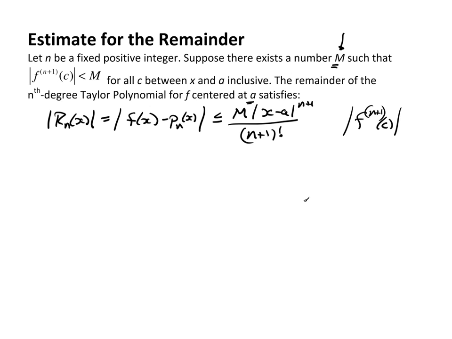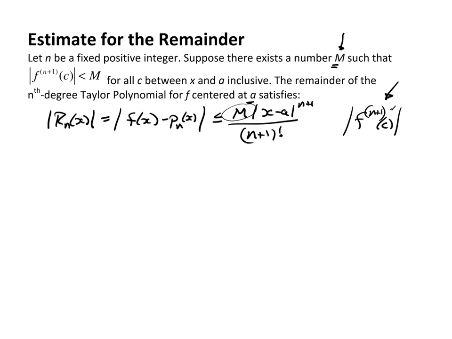Now, one reasonable approach to try to figure out m, which is commonly seen in a lot of textbooks, is to try to maximize this. This is just a function. If I make this a function of x, to maximize this function means taking yet another derivative and trying to maximize it over this interval, either x to a or a to x.